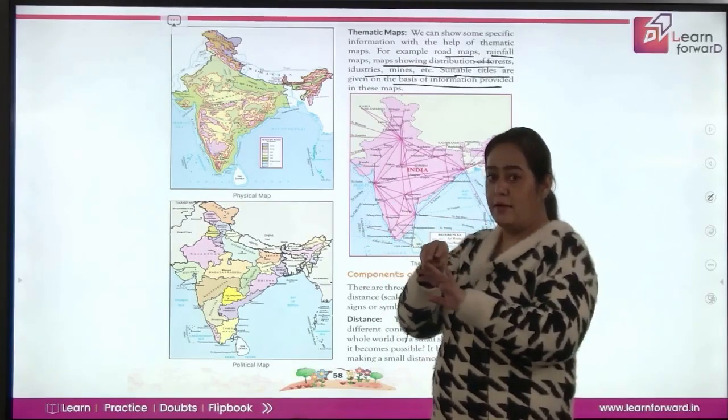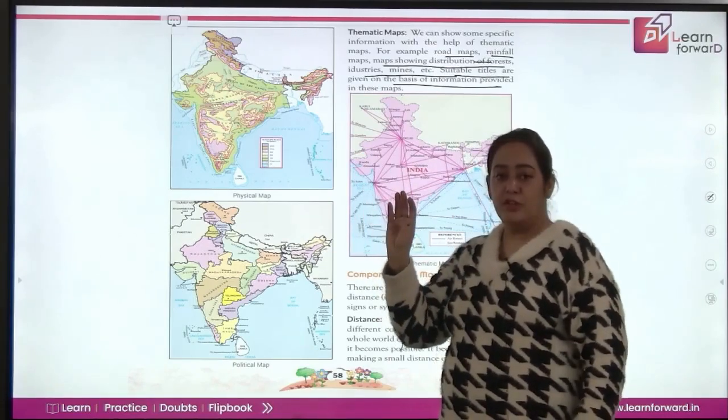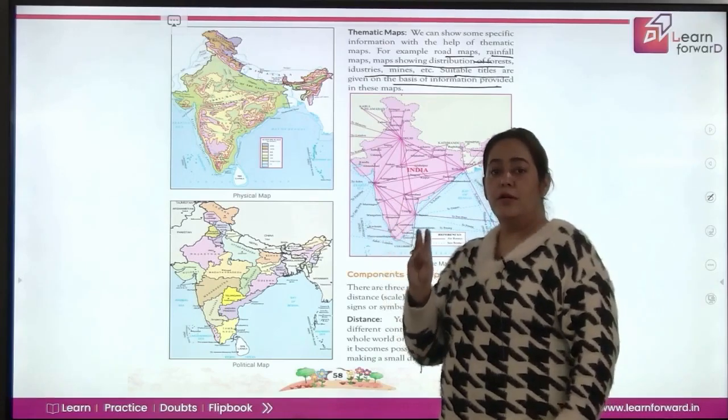Now this is the division of maps as per scale and division of map as per location. Now we have physical map, political map as per function. So as per function we have physical map, political map and thematic map.